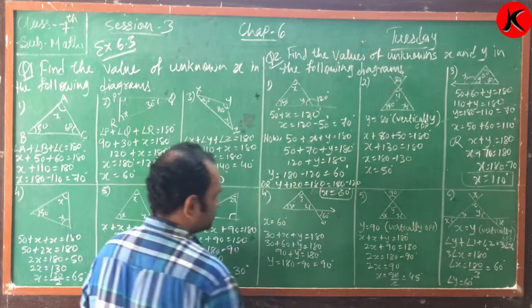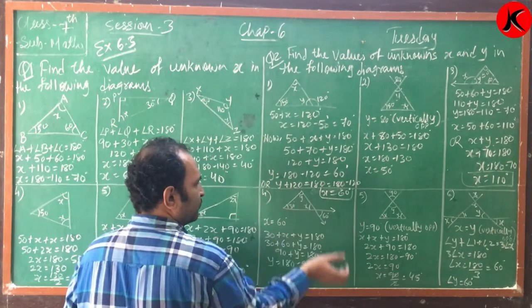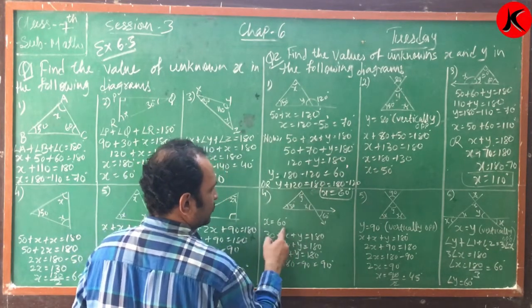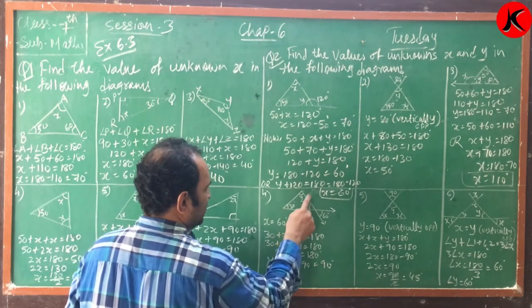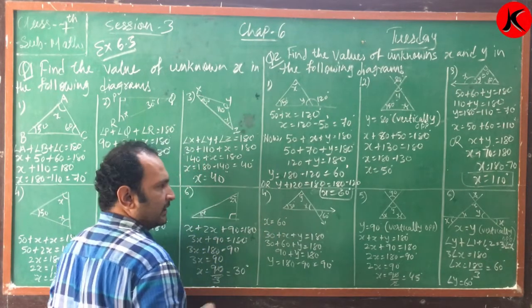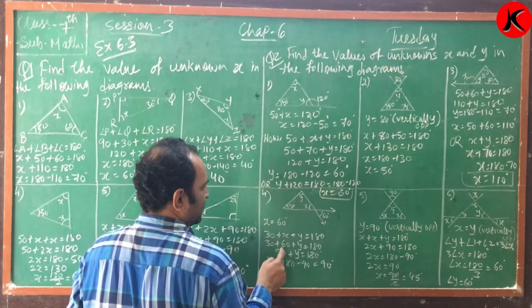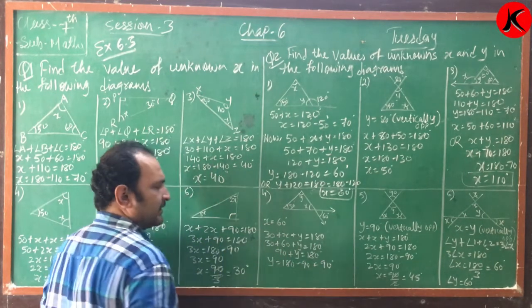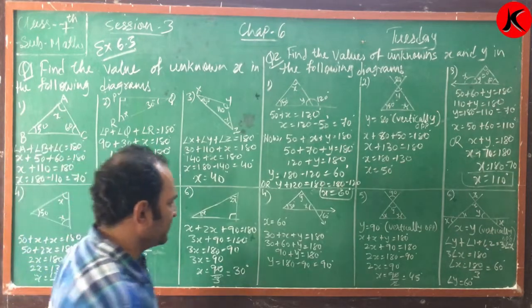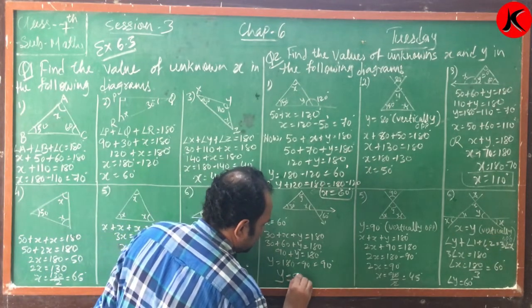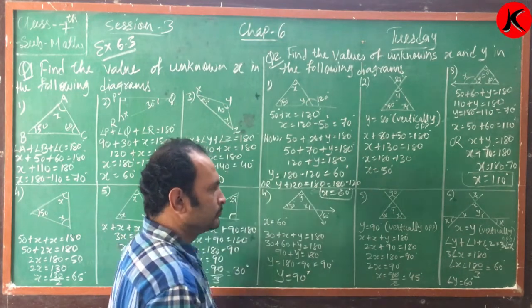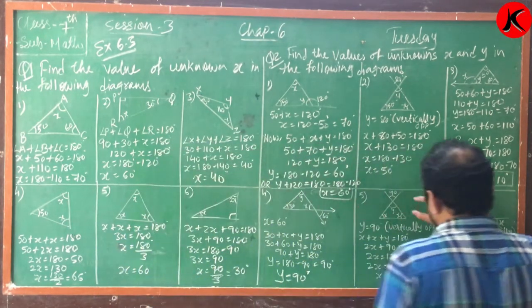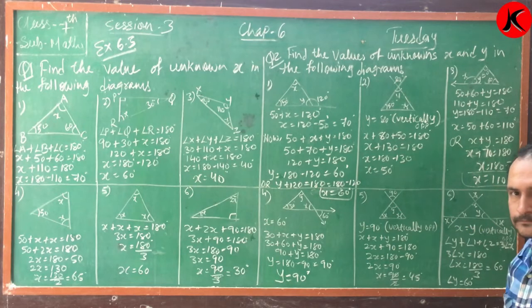Fourth one. You can find here, just vertically opposite angle. X is equal to 16. Now this is 16. Sum of the angles is 180 degrees. 30 plus 60 plus y. 30 plus 60 is 90. Straight line, 180 minus 90 is 90 degrees. Therefore y is equal to 90 degrees. Same way here, y is equal to 90 degrees.